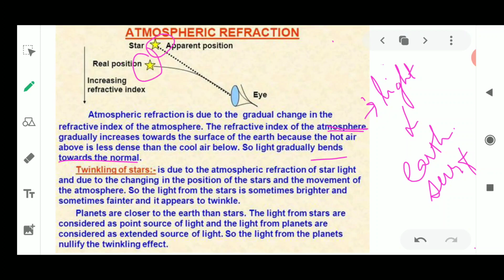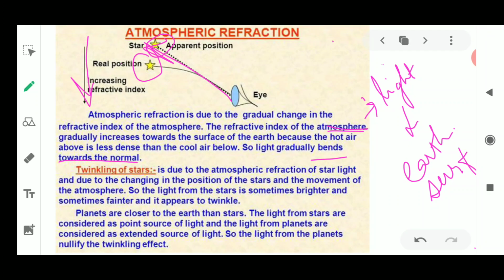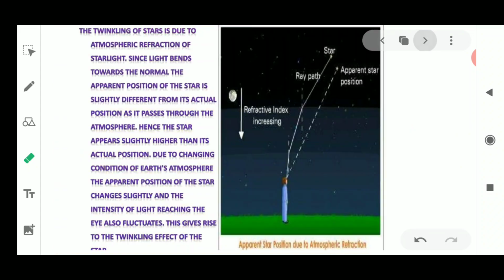We will see that the star is having different positions. The star which is going to appear in this position will be somewhat just above the real one. Why somewhat above the real one? As the refractive index has increased, the movement of the light will be towards the normal, so the apparent position will be above and the real position will be below, for the light rays which are coming from the star. And it is crossing through the atmospheric layers of different density. So this was about the atmospheric refraction and twinkling of stars.